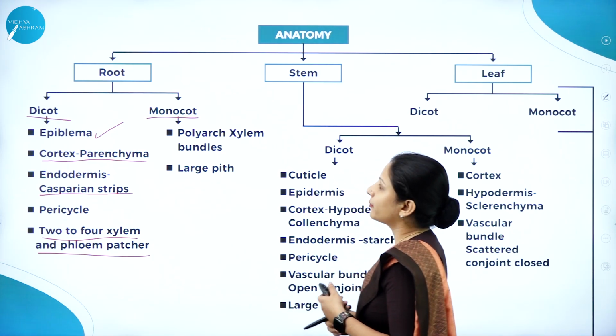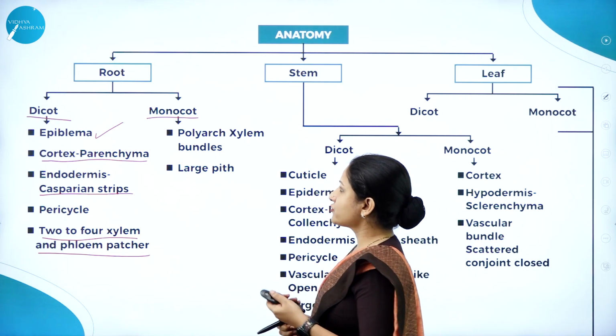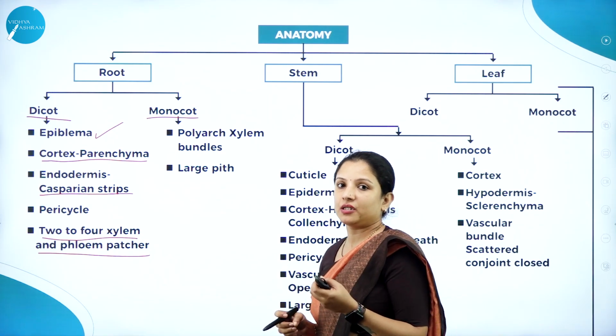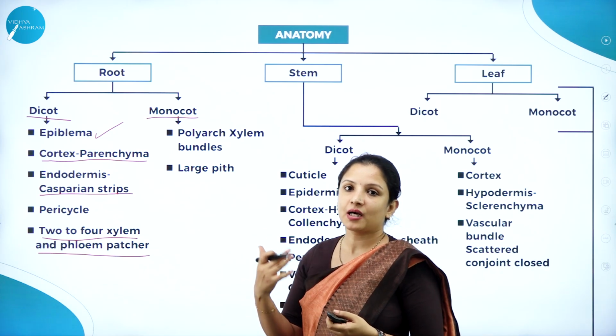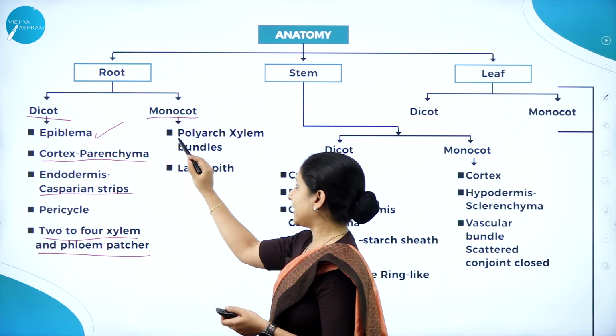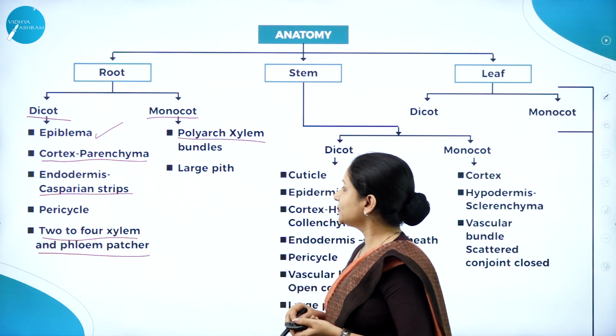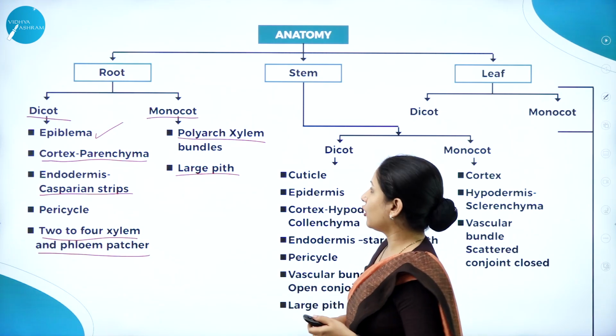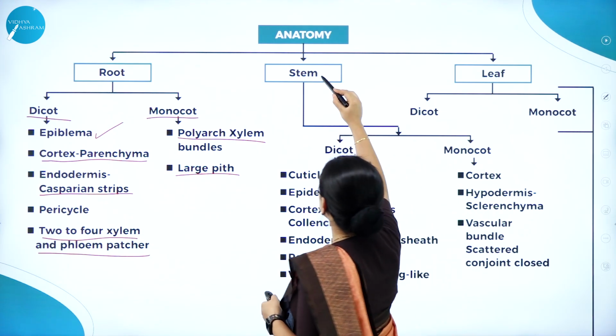Next, talking about the monocot. In monocots, the vascular bundles are polyarch, meaning more than 6 xylem bundles will be present in them. This is one of the characteristic features of the monocots, and they have a very large pith when compared to the dicot. So next, talking about the stem.